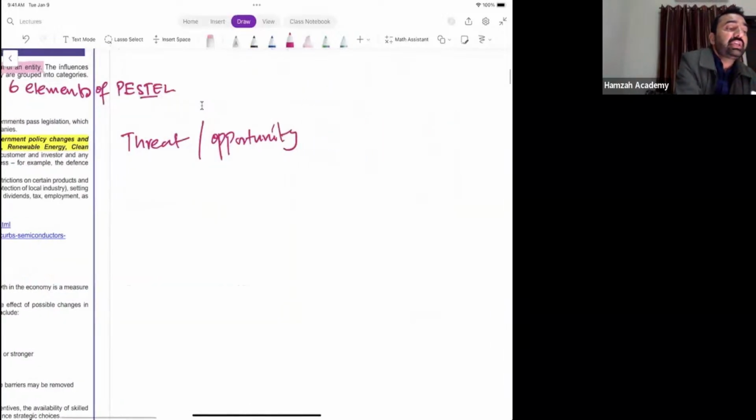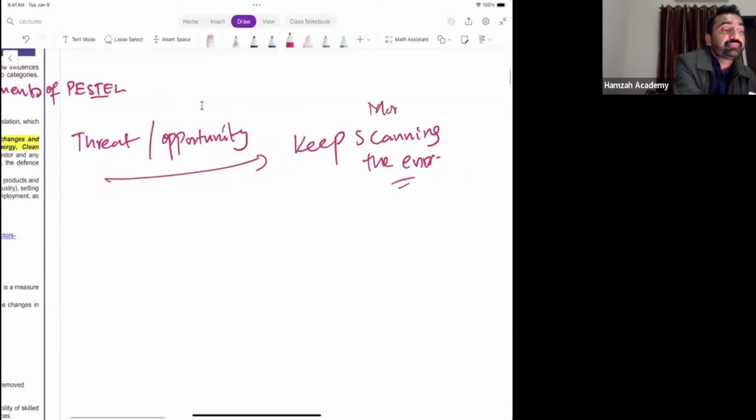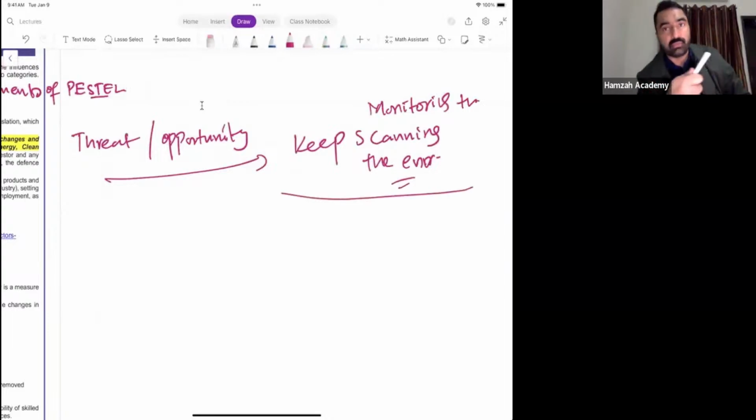So the point is to keep scanning the environment. Scanning is very important for business organizations, to keep monitoring the political landscape. What is the government saying? What are the government priorities? For example, the new U.S. government is coming from this Monday. So now companies and businesses all around the world are looking at how they would implement the tariffs and all that. So this is very interesting to watch.